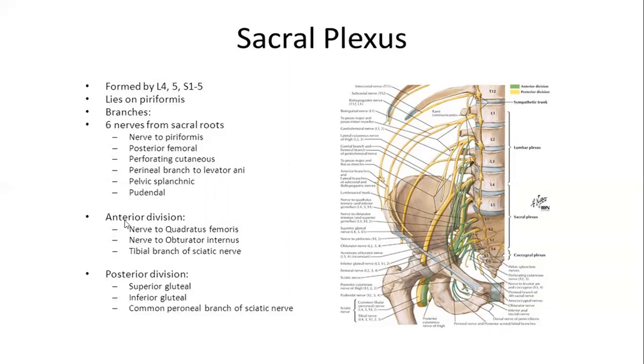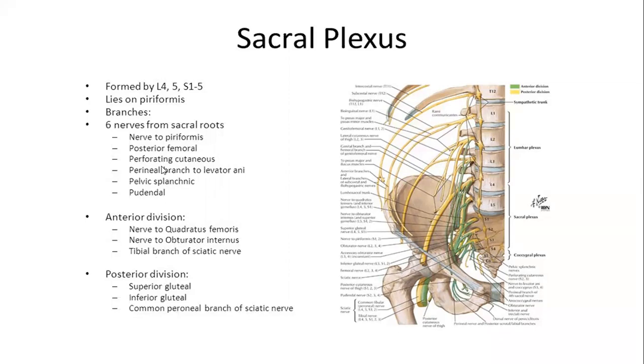Branches given off by the anterior division of the sacral plexus include nerve to quadratus femoris, nerve to obturator internus, and tibial branch of the sciatic nerve. Whereas posterior division of the sacral plexus gives rise to superior gluteal nerve, inferior gluteal nerve, and common peroneal branch of the sciatic nerve.